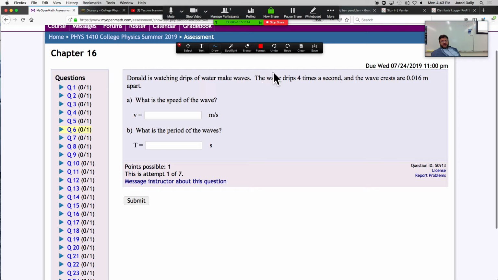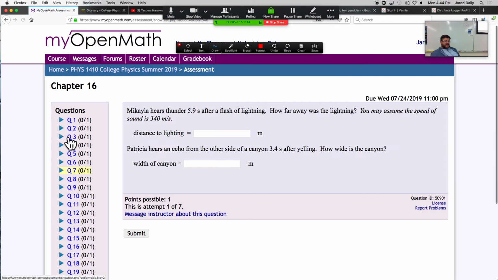This tells you how many disturbances are made every second and how far apart these things are. So this 4 times a second is going to be essentially your hertz, your frequency. Four hertz is your frequency because it creates a wave 4 times every second. And then the wave crests are 0.016 meters apart. Well, that tells you the wavelength. Right? So you know wavelength, you know frequency, calculate v, calculate T. And lots of questions like this over and over.